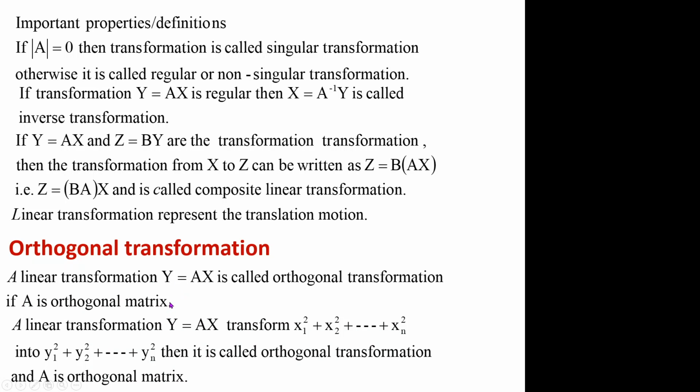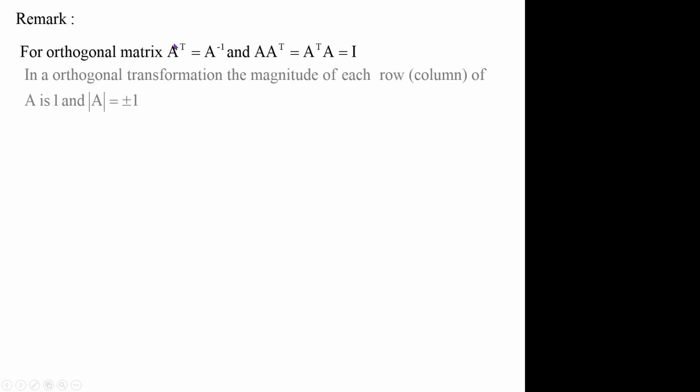Just recollect what is the condition required for an orthogonal matrix. For an orthogonal matrix, A transpose is equal to A inverse, or we have A into A transpose is equal to A transpose into A is equal to I. This is the requirement of an orthogonal matrix. Again, one more thing: for an orthogonal matrix, the magnitude of each row or column comes out to be 1, and the determinant of an orthogonal matrix is always plus or minus 1, either 1 or minus 1. So these are the important things regarding orthogonal transformations.